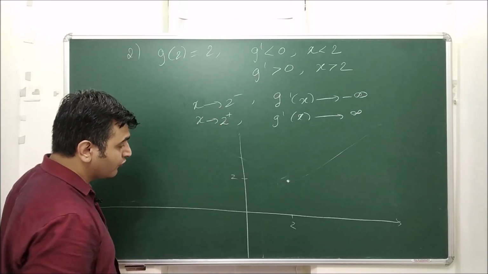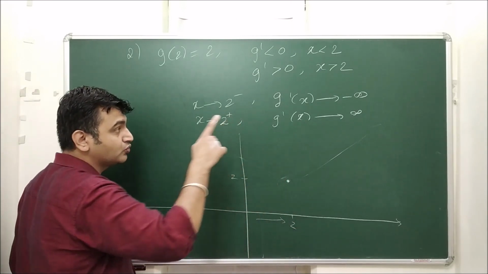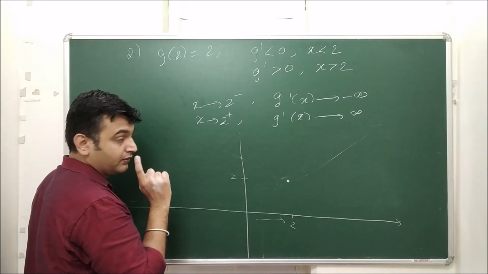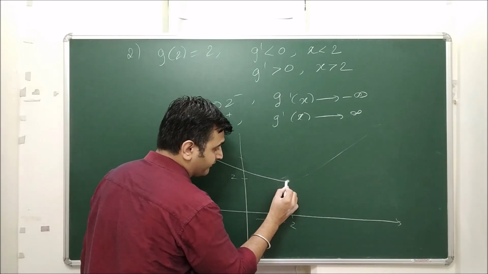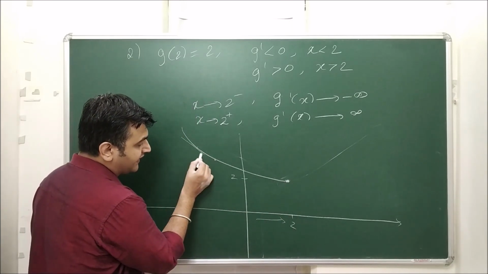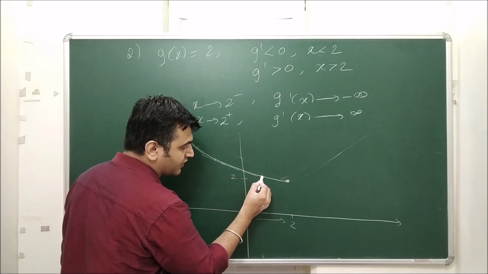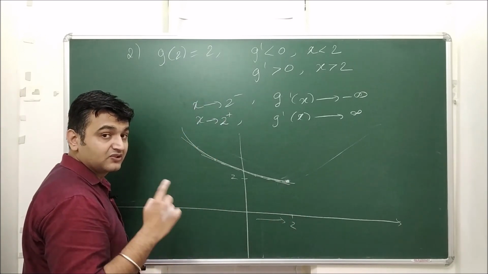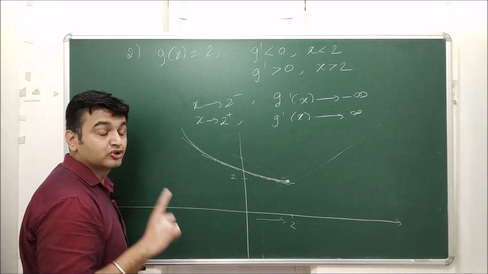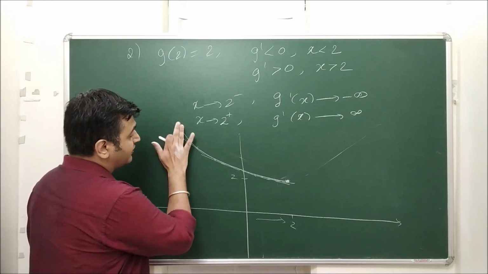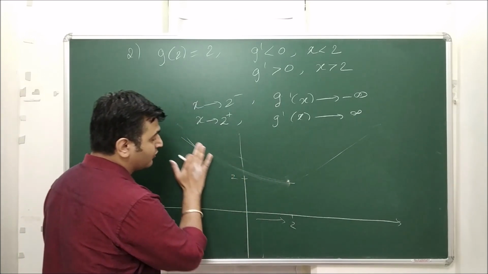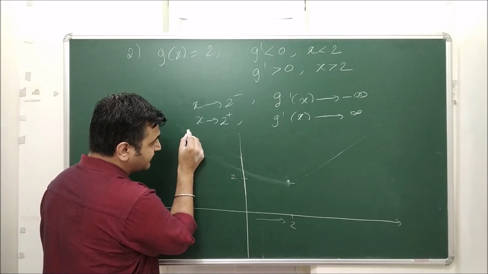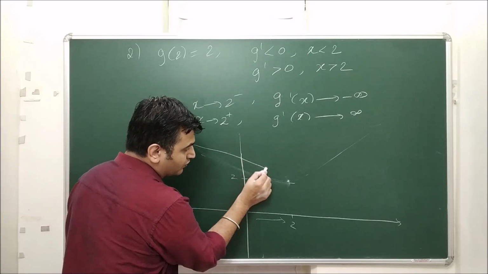Now when you are approaching 2 from left hand side, my derivative goes to minus infinity. So question is, will it be concave up or concave down? If it is concave up, then you can see the tangent lines are becoming more and more horizontal. That means the slope is approaching towards 0 because horizontal line has slope 0. So therefore it can't be concave up, it has to be decreasing and concave down.